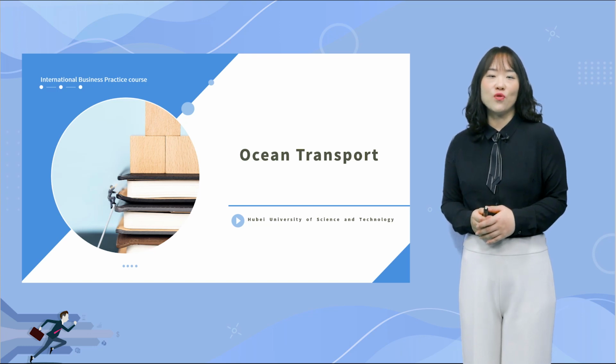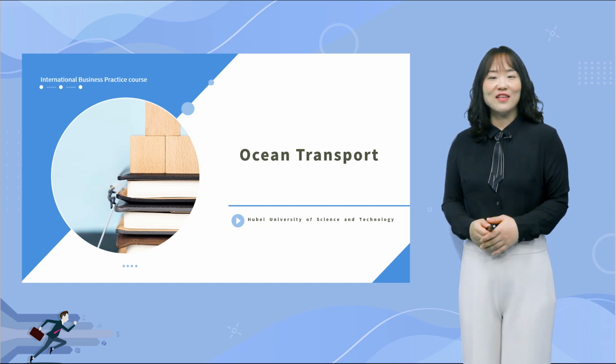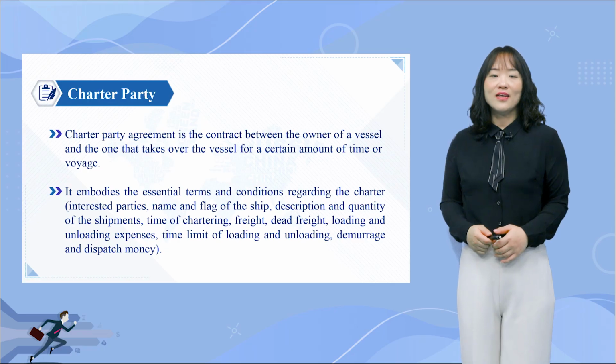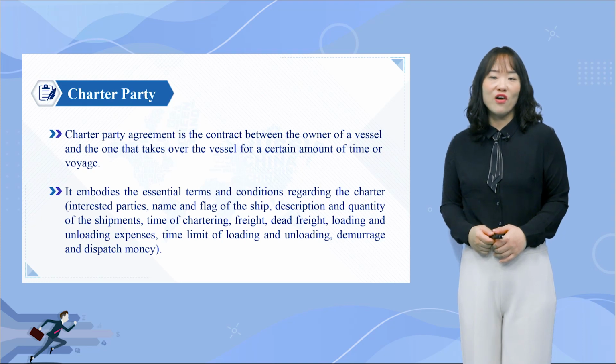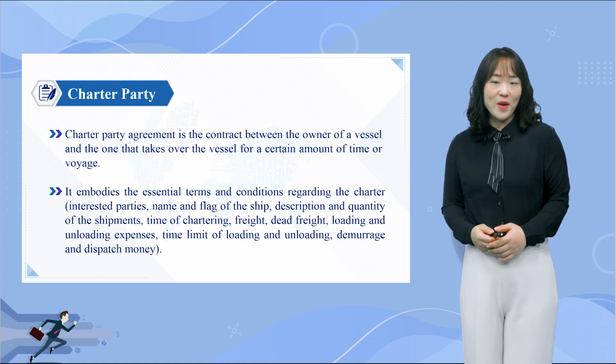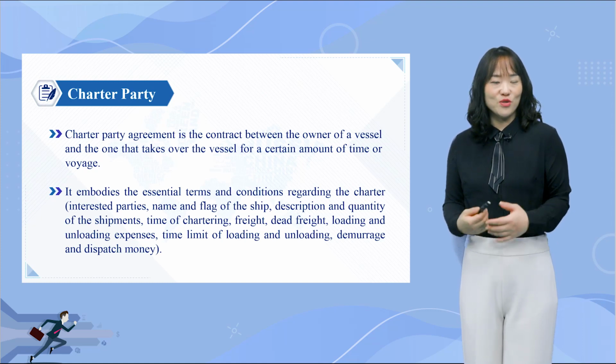Shipping by chartering falls into three kinds: voyage charter, time charter, and demise charter. Whichever type of transport service is chosen, the charterer and the ship owner would agree on the terms and conditions, which would form the charter party agreement. The term charter party is the contract between the owner of a vessel and the one that takes over the vessel for a certain amount of time or voyage. It embodies the essential terms and conditions regarding the charter, such as the interested parties, name and flag of the ship, description and the quantity of the shipments, time of chartering, freight, dead freight, loading and unloading expenses, time limit of loading and unloading, demurrage, and dispatch money.